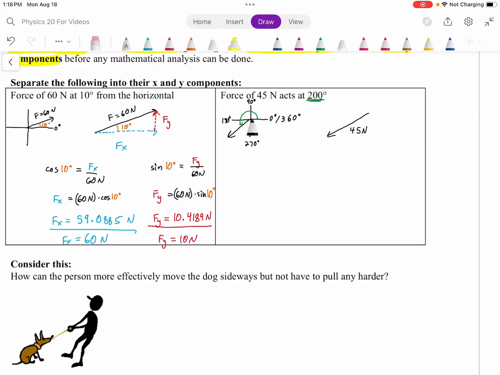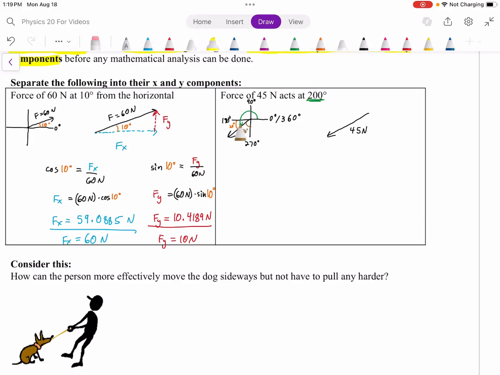But we can't make a triangle with that 200-degree angle. We've got to think about how to draw the triangle with its x and y components. You've got a couple options here. You could say we went 20 degrees past 180, so this angle here would be 20 degrees. You could also say we stopped 70 degrees short of 270. This is 70. Both are totally valid. It just means that when I sine, you cos, and when you cos, I sine. We'll just have those backwards.